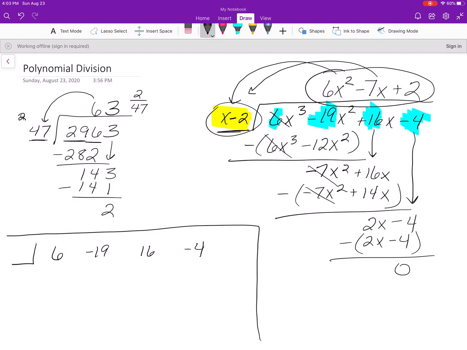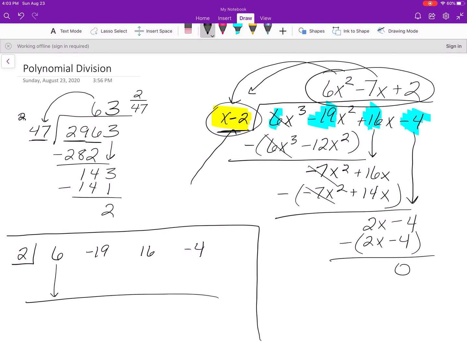In the box, we put the opposite of the number that is the constant term in the divisor, the number that's being divided into the dividend. So we put not negative 2, but we put positive 2 there. By doing that, we actually take care of the subtraction because we've already multiplied it by a negative, so we don't have to subtract.